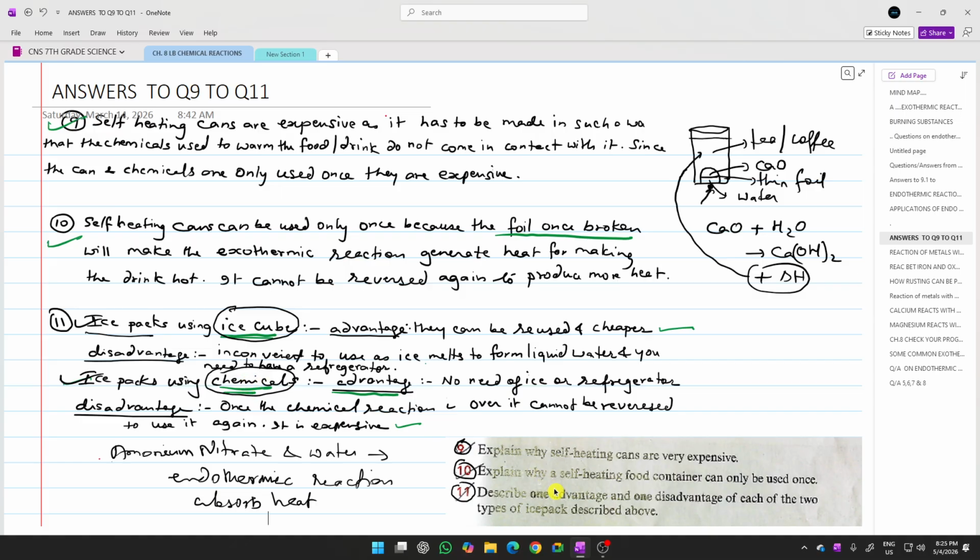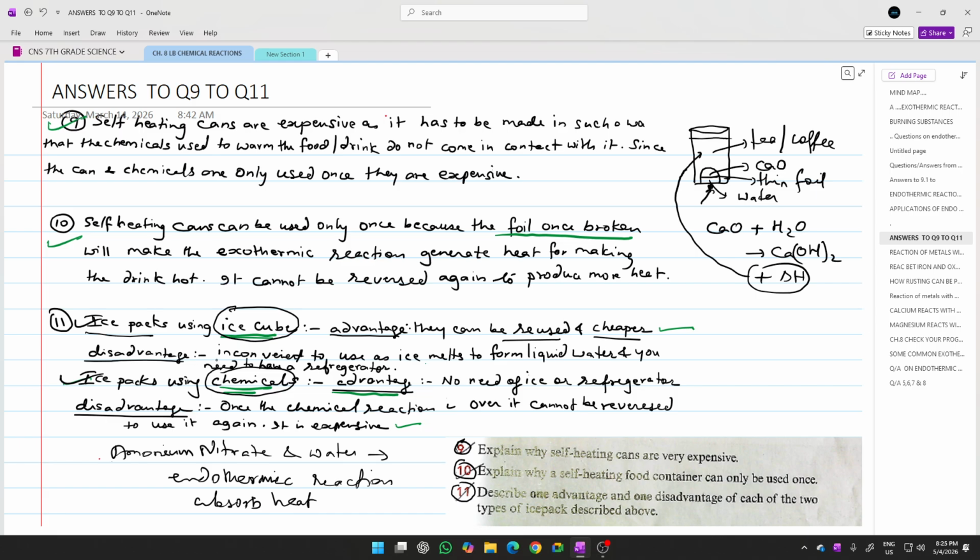Now the question is, what are the advantages and disadvantages in both the cases? In the case of an ice pack using ice cube, the biggest advantage is that it can be reused and is cheaper. Once the ice cube is melted, you can put more ice cubes into that bag, so this ice pack can be used again and again. Ice is not that expensive, so it is cheaper.